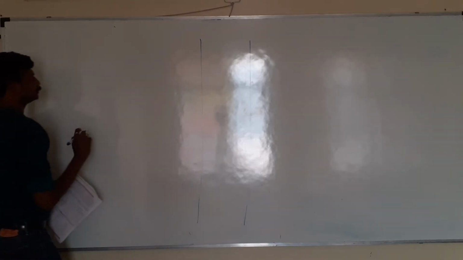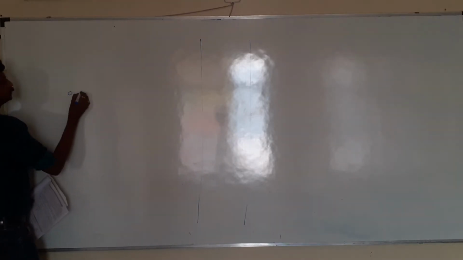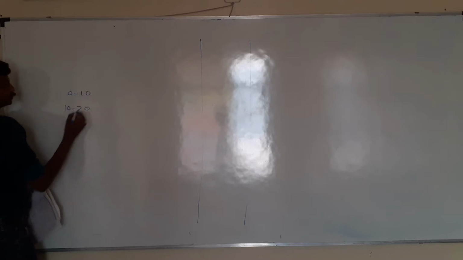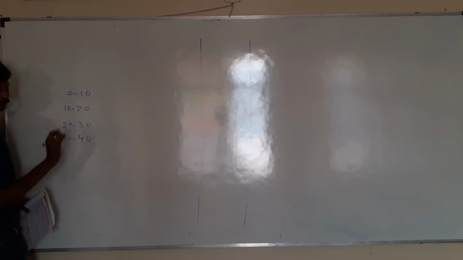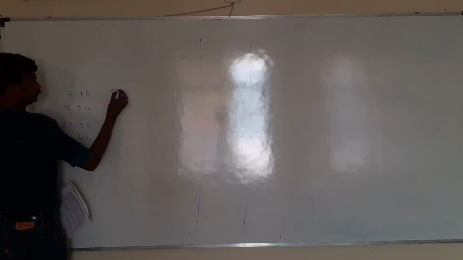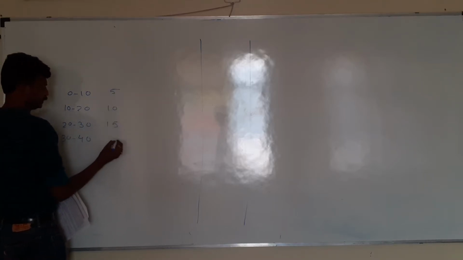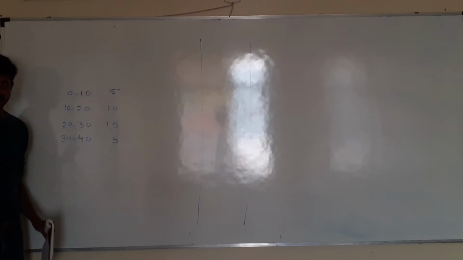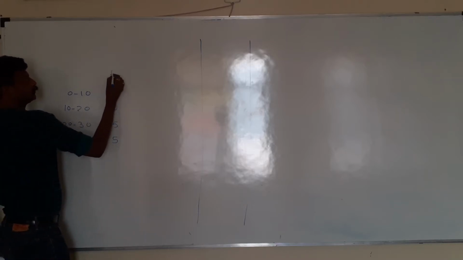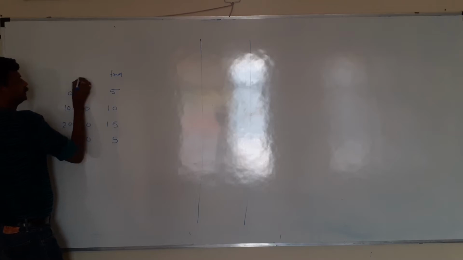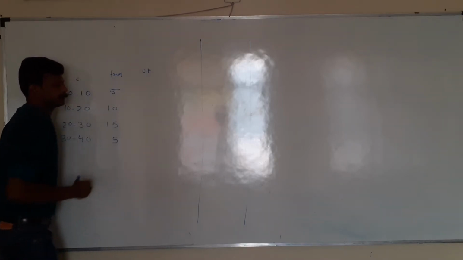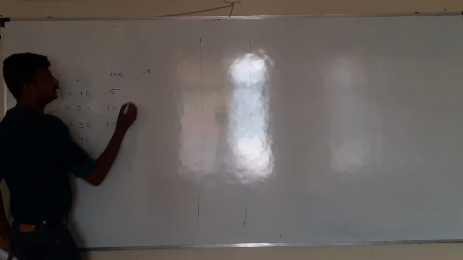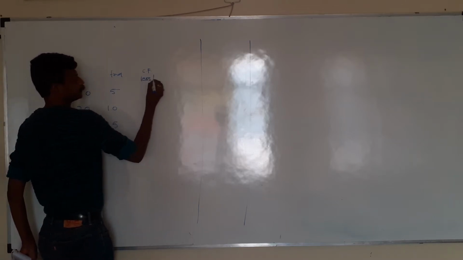Suppose we have 0 to 10, 10 to 20, 20 to 30 and 30 to 40, four classes, and the frequencies are, suppose, 5, 10, 15 and 5. For example, this is frequency, these are the classes. Now cumulative frequency, CF.